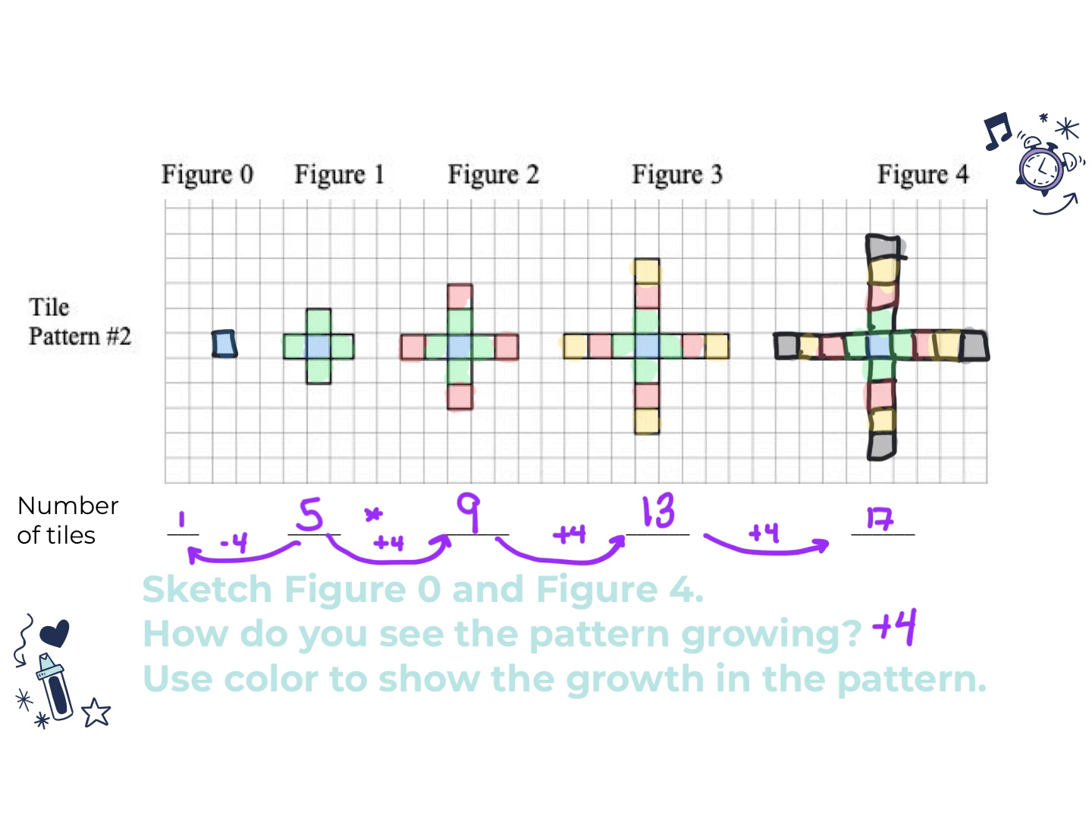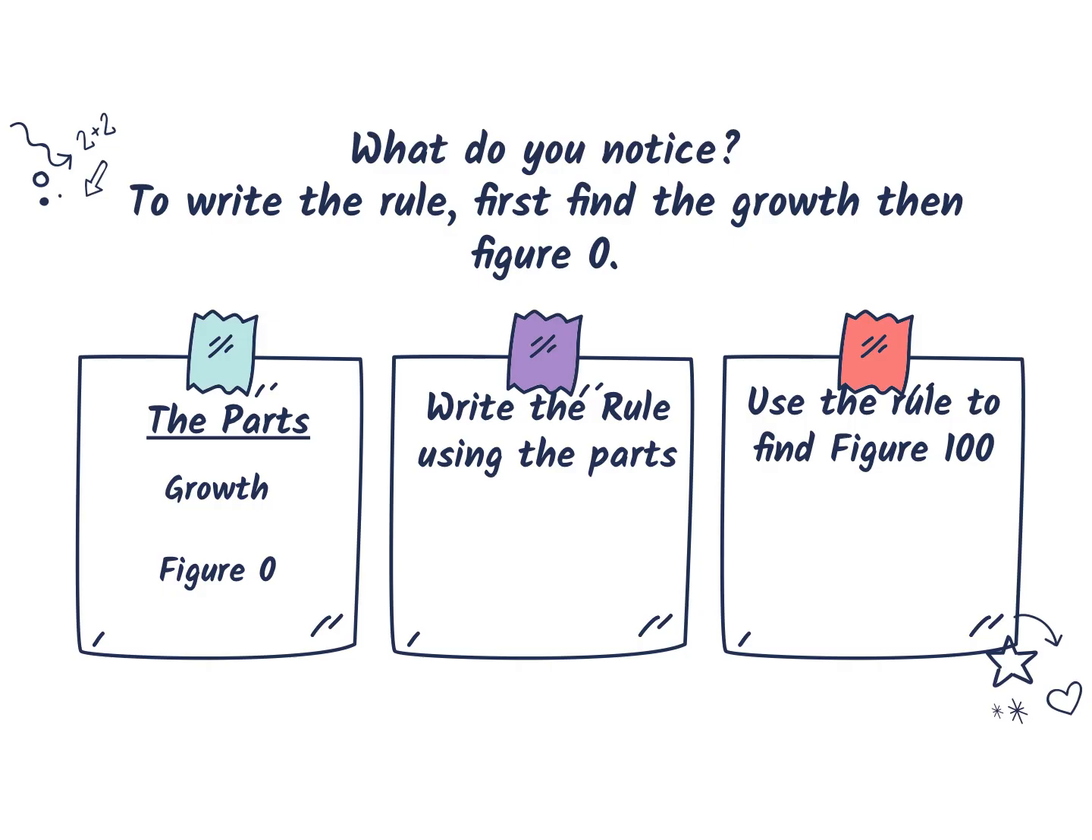I color coordinated everything. You probably might see it a little bit differently than I do, but I started with that center tile, so it would be easier to see figure 0 and then just grew by 4 around the outside and showed my growth that way. Hopefully you were able to get this. If not, take a look, take a minute, go back, think about it, and then I will meet you on the next slide. So what do you notice?